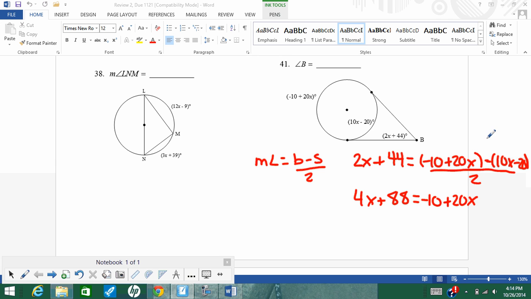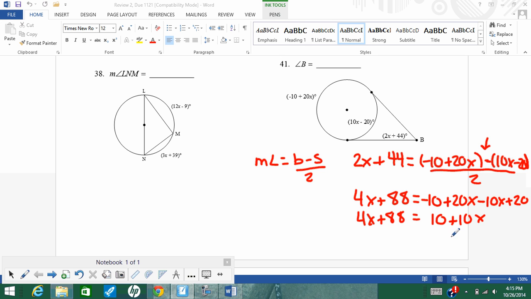But here I have a minus sign, and this is crucial. I have to multiply this minus. There's a minus 1 there, times everything in this parentheses. So I have to multiply minus 1 times 10x, which is minus 10x, and a minus 1 times negative 20, which makes that positive 20. Now I can simplify the right side. Negative 10 plus 20 gives me positive 10. 20x minus 10x gives me positive 10x. And I just solve this equation for x.